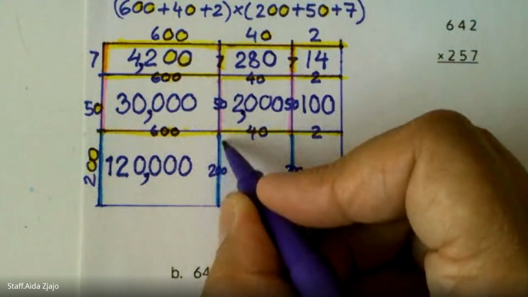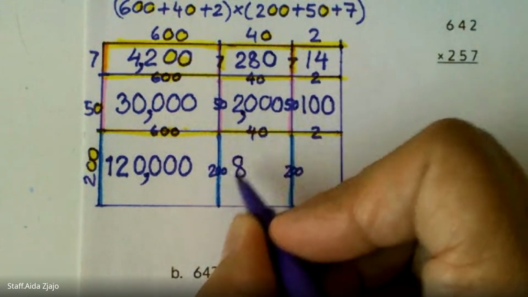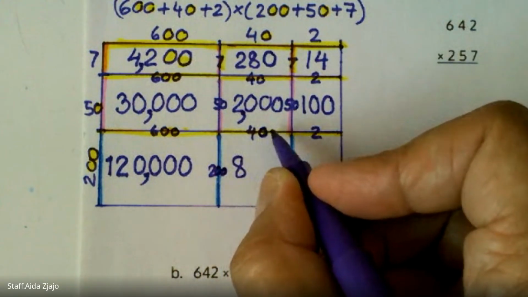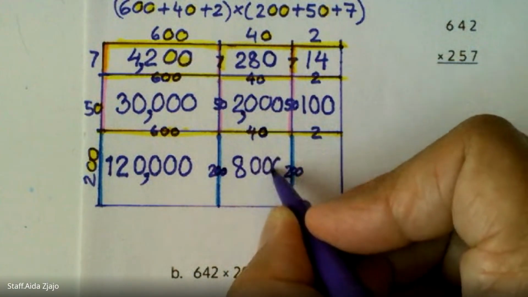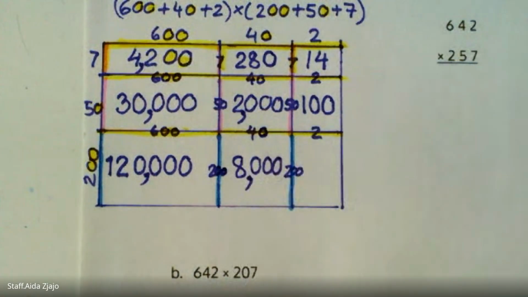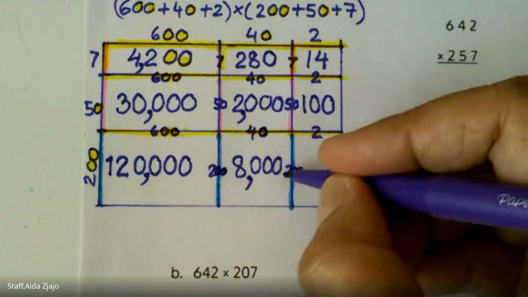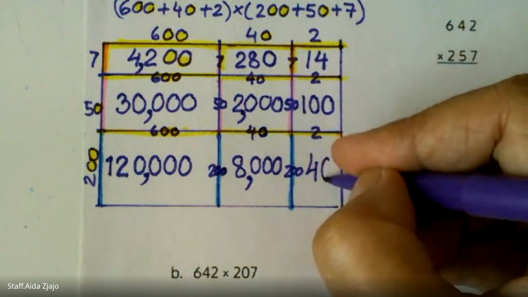So now 200 times 40, 2 times 4 is 8, but then you have here 200 and 40, that's 2 zeros plus 1, 3 zeros. So this is 8,000. And then 200 times 2, 2 times 2 is 4, and add these 2 zeros.